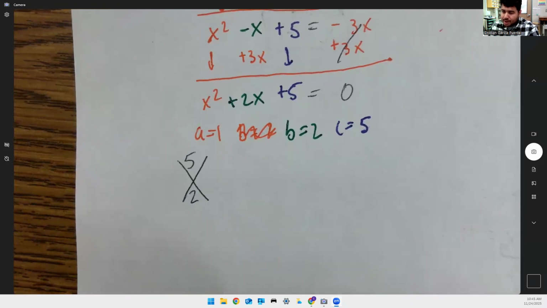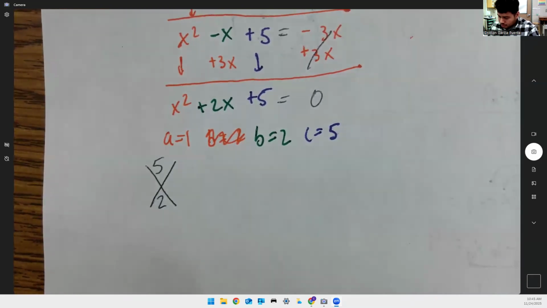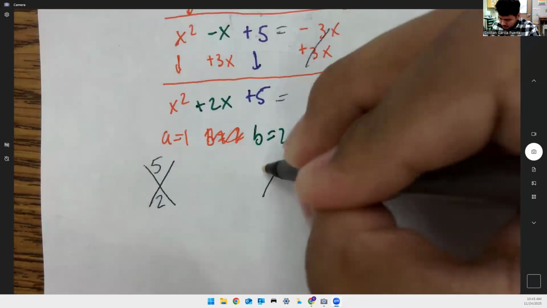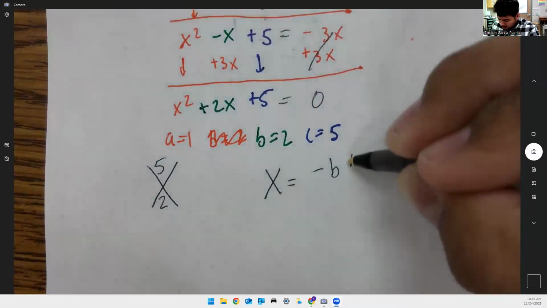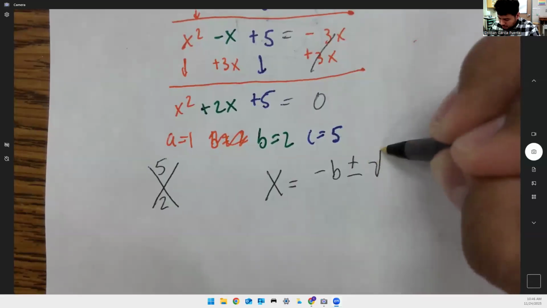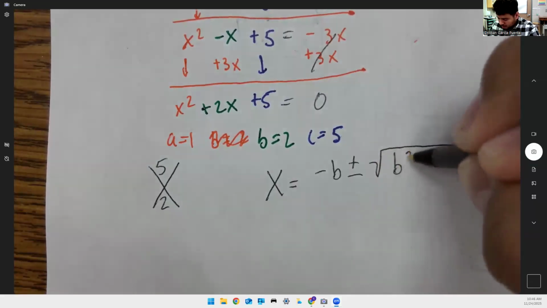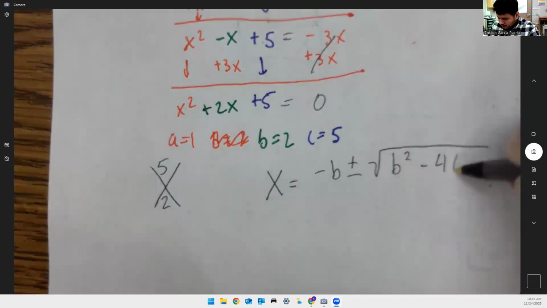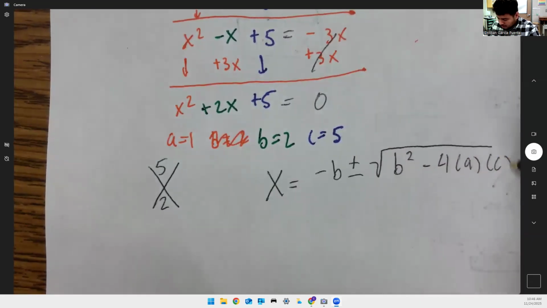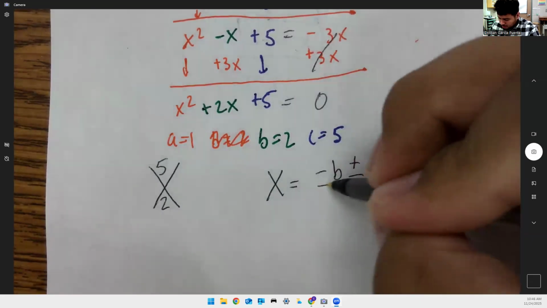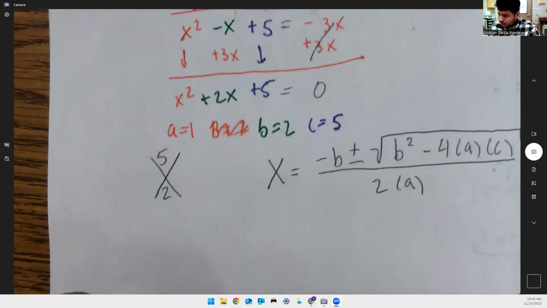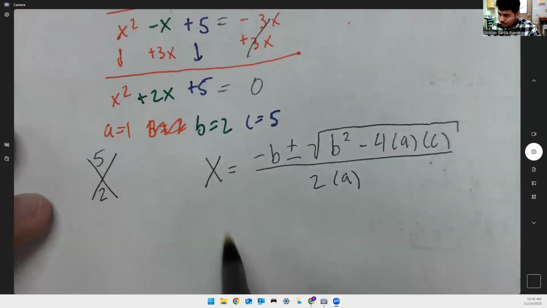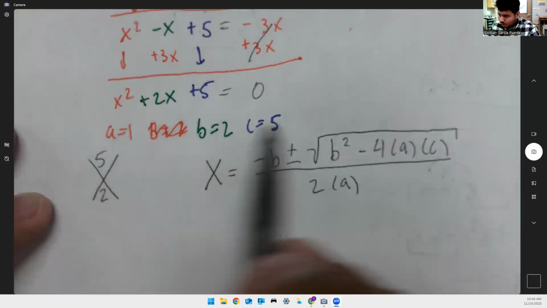You're going to have to factor by using your quadratic formula. And if you don't remember what your quadratic formula is, it's this. X is equal to the opposite of B plus or minus the square root of B squared minus 4AC, all over 2A. So we're going to do the same thing, but replace all our ABCs with what we have.